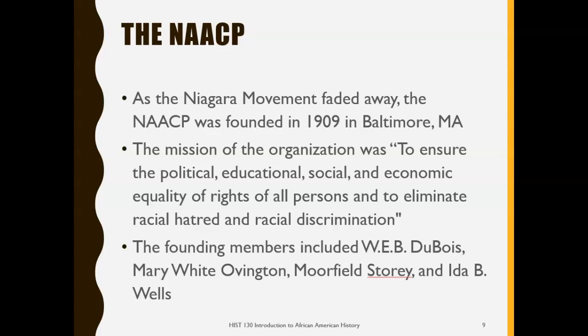So, what was the main objective of the NAACP? According to its name, the main objective, the mission, was to ensure the political, educational, social and economic equality of rights of all persons, and to eliminate racial hatred and racial discrimination. So, not only do they promote equality, but they also fight discrimination. So that's the objective of the NAACP.